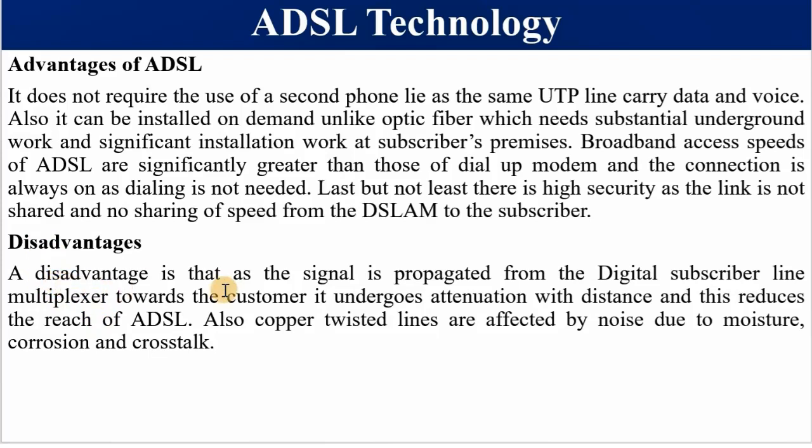We are saying as the signal is propagated from the exchange to the subscriber's premises, it is affected by the resistance of our UTP line. Hence, there is much attenuation in the UTP line such that the range is limited to 5.5 kilometers as we saw. So this reduces the reach of ADSL, whereas GPON can go further than that.